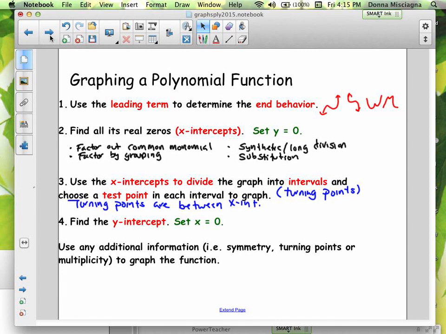So that's what we'll be looking at on Monday. We'll solve that last one together, we'll write the equation, and then we'll get right to the graphing.